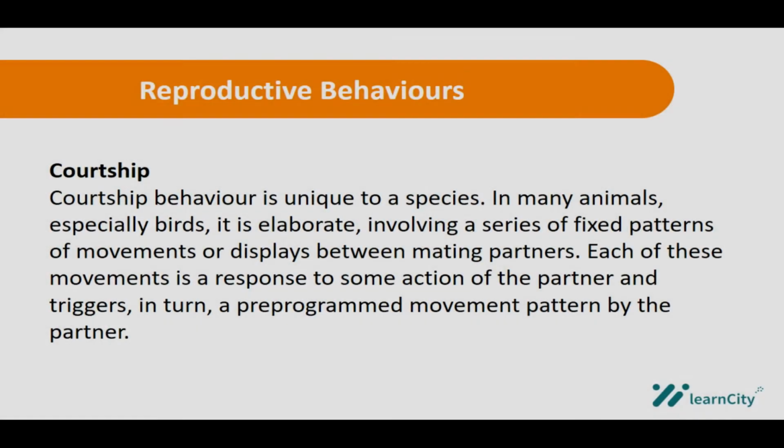Now, courtship behavior is unique to a species. Each species has its own type of courtship behavior. In many animals, especially birds, it is usually elaborate, involving a series of fixed patterns of movements or displays between mating partners. Birds usually have elaborate courtship behaviors, with patterns of movement, displays, and several processes between mating partners.